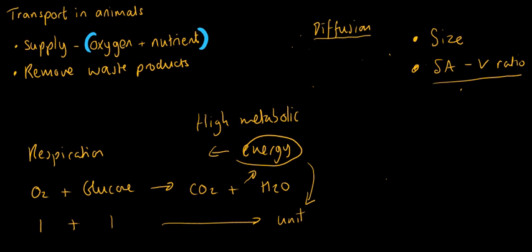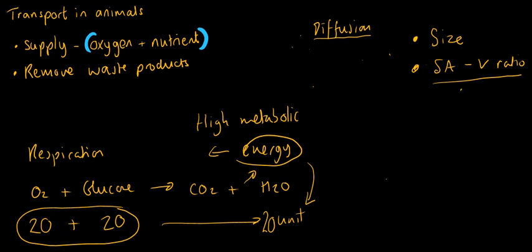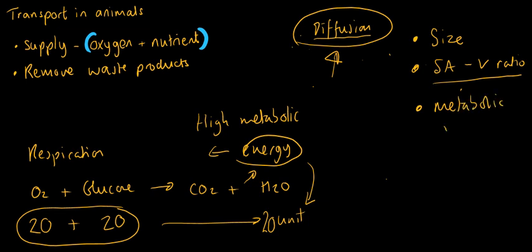Whereas if my requirement of energy in the organism is 20 units, then that's going to require 20 units of oxygen and 20 units of glucose. So a larger amount of oxygen and glucose is going to be required, and it may well not be sufficient just to rely on the process of diffusion for that to occur. So I'm going to have my third factor, which is going to be metabolic rate.